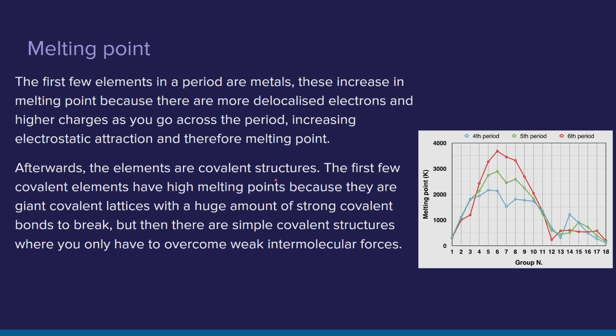And afterwards, the elements are covalent structures. Those are the non-metals. The first few covalent elements have high melting points because they are giant covalent lattices, and they've got huge amounts of strong covalent bonds to break. But then after that, there are simple covalent structures, simple molecules, where you have to overcome the weak intermolecular forces between them. And then the last element in any period is a noble gas, which is just a single atom. It's going to have a very low melting point.